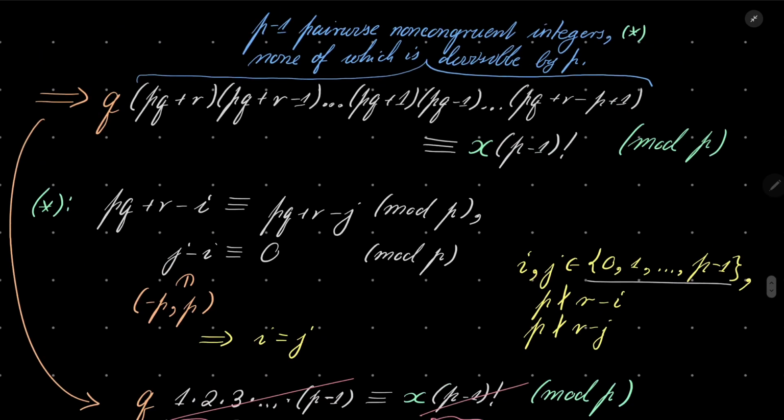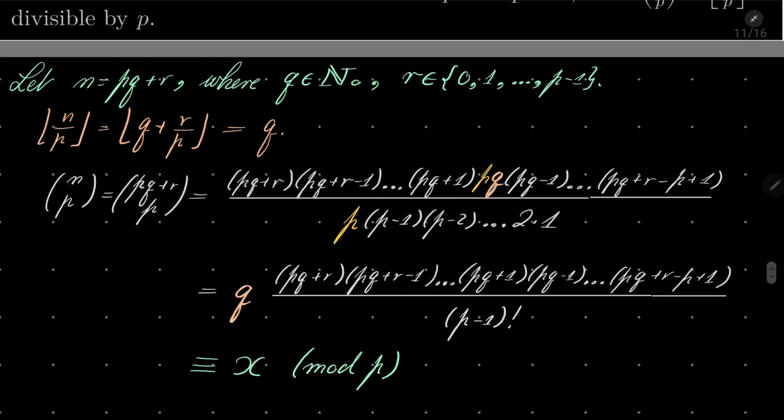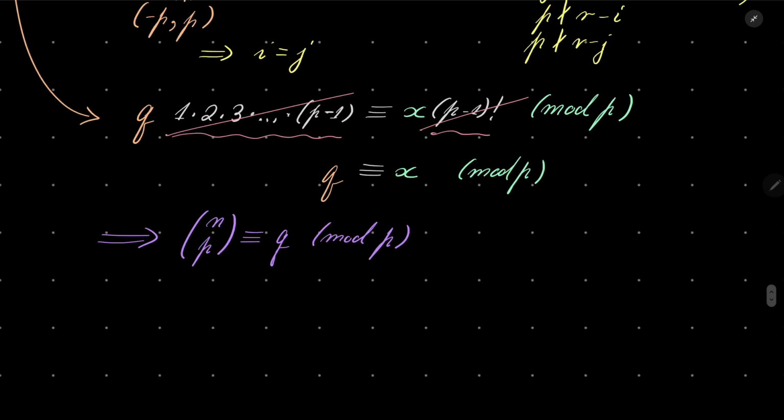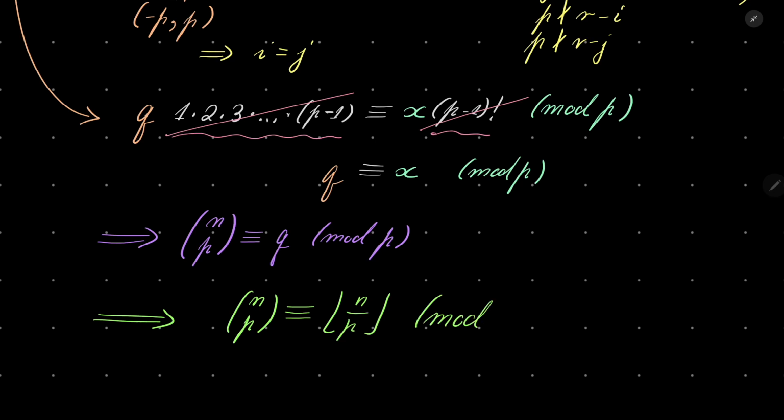Okay, but our floor equals q. So finally, n choose p is also congruent to floor of n over p modulo p. And that closes our proof. It's exactly what we wanted. That's it. A very nice problem from number theory.